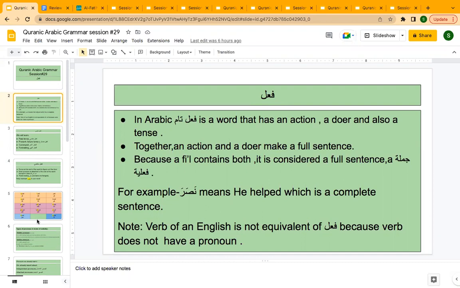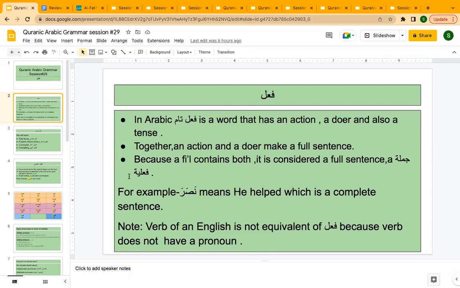I want each and every one of you to know that every fail is a jumla failia if it is a tam fail, a complete fail. There are exceptions, and we are going to learn those very soon. But when you start learning your fail, you do not jump onto the exceptions first. You learn what is fail. Nasara, ja'ala, khalaqa are all complete sentences. There should be no doubt about it.